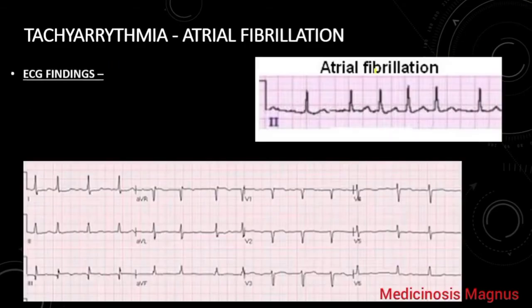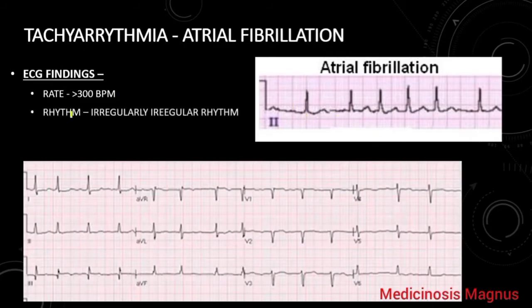If you see the ECG paper about the atrial fibrillation, you can calculate the heart rate that is more than 300. And how to calculate the heart rate? Everything I have explained in the ECG physiology video. You can kindly check it there. And the rhythm is irregularly irregular. Now what does it mean, irregularly irregular?